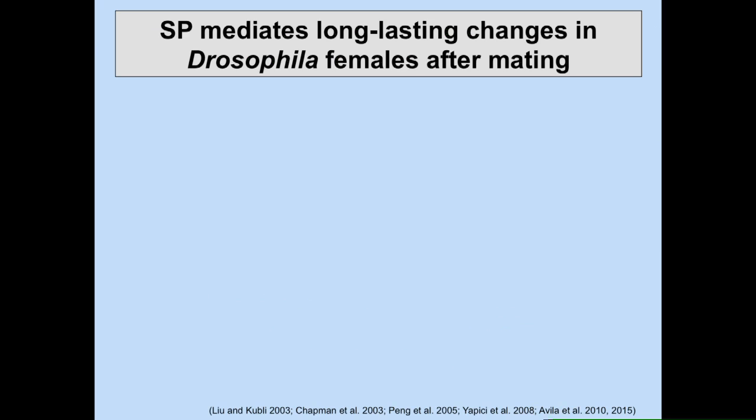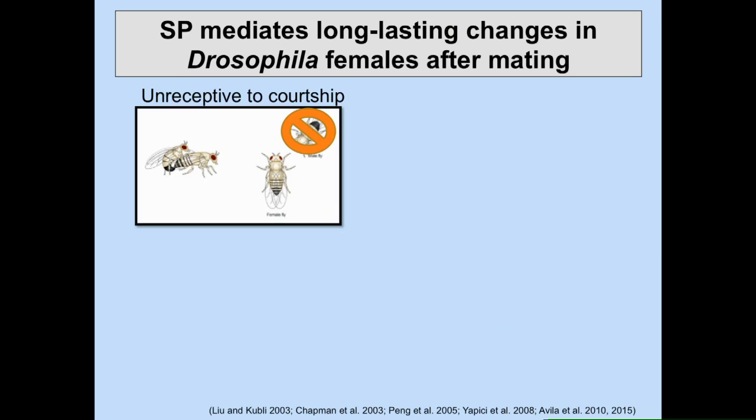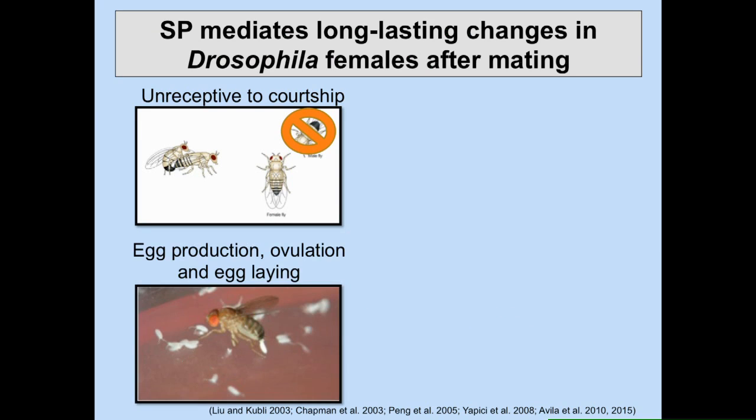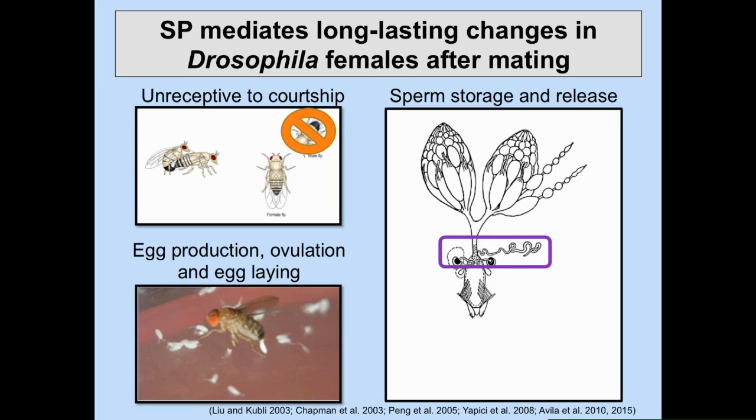So a number of important changes occur in female flies after mating. These include female flies become unreceptive to courtship, increase egg production, ovulation, and egg laying, as well as increase sperm storage and release in the female sperm storage organs. And these phenotypes can be seen for up to a week following mating. These are modulated by an interaction between sex peptide and sex peptide receptor.